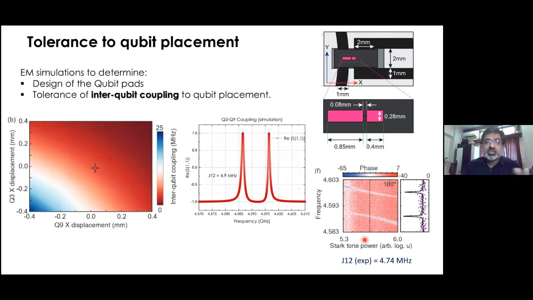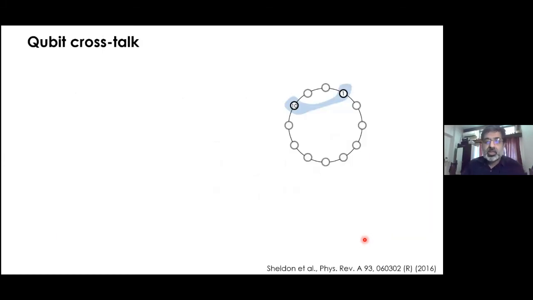So essentially, this shows how to control this, and that this is a robust design, and you don't have to worry about these things. So we also checked a few things. I will go through this very quickly.